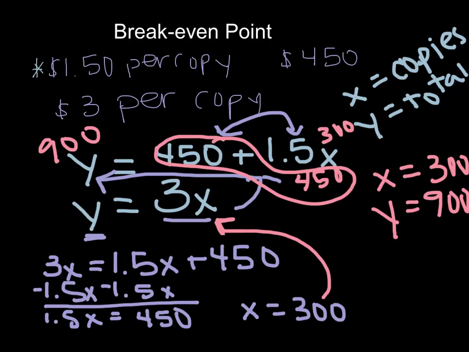Okay. So as a company, they would sit back and say, we have to sell at least 300 newsletters to make a profit. And so then they're going to rework their business strategy to make sure that they sell at least 300 copies.